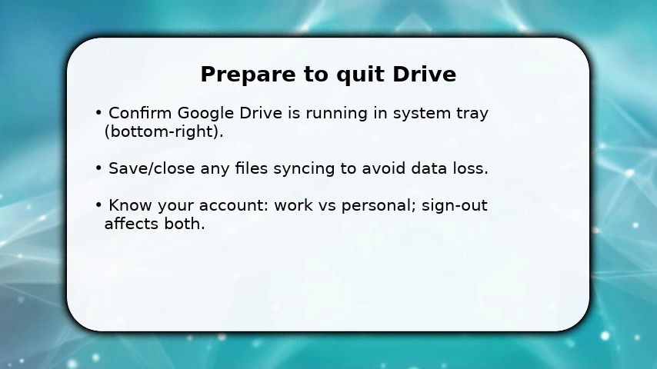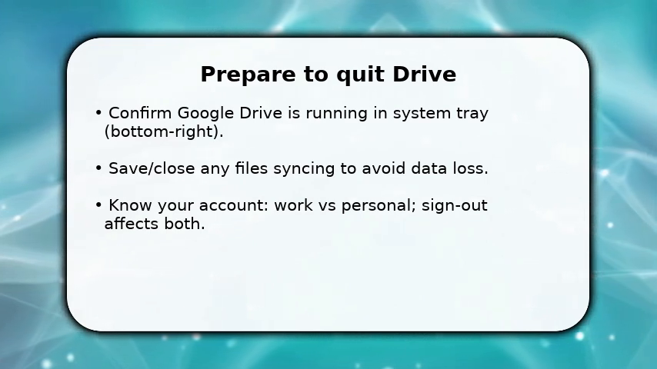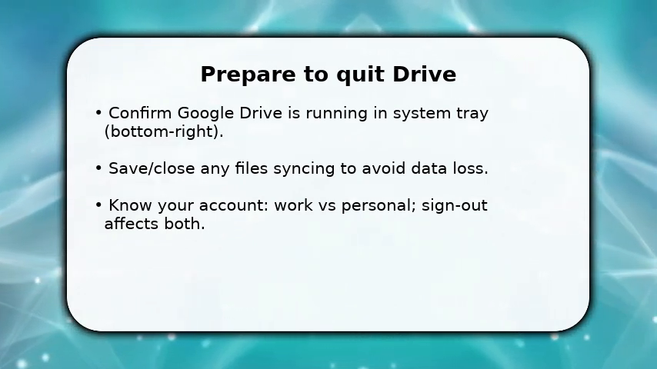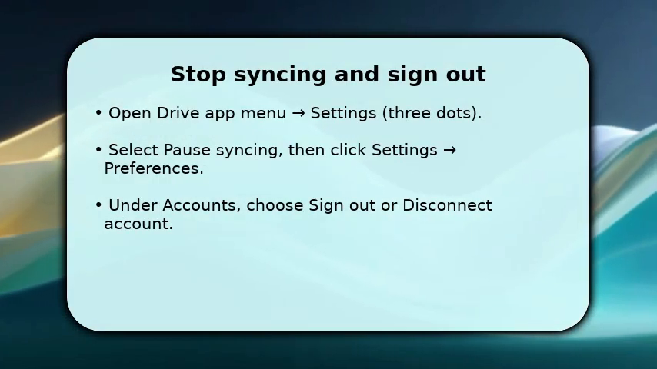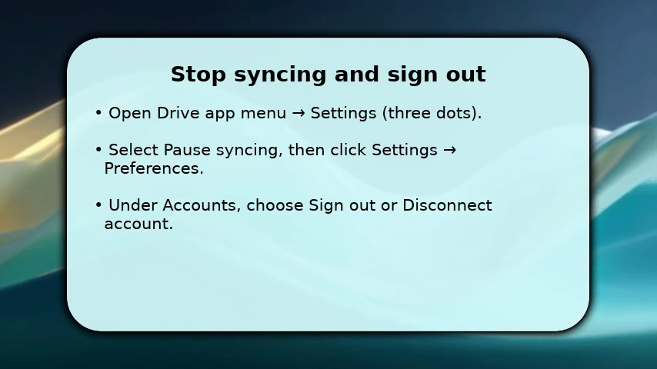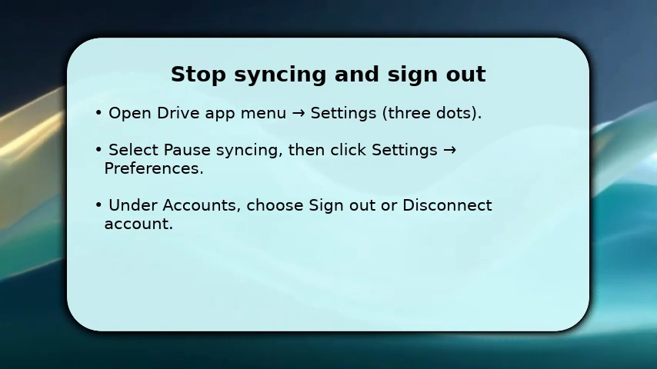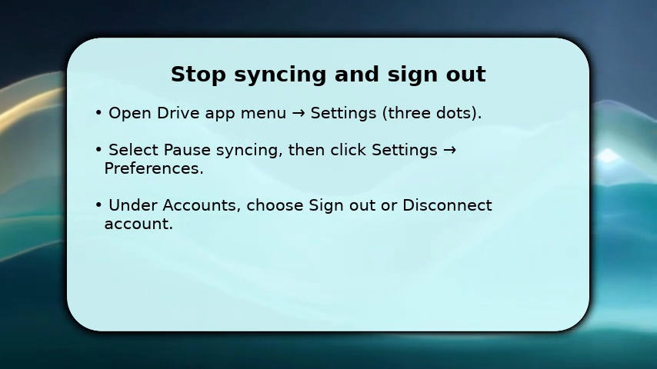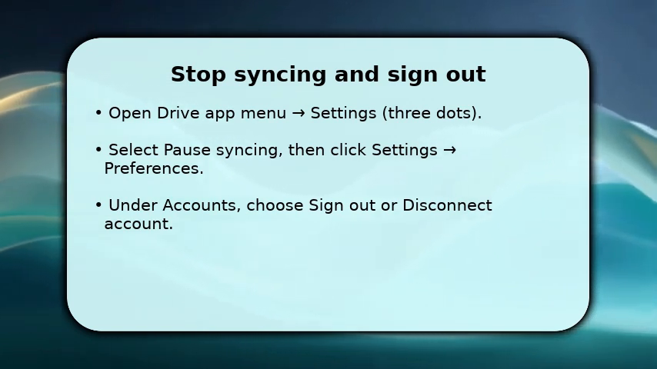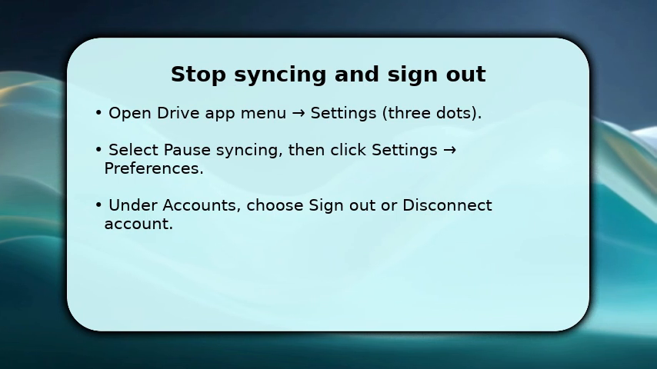Open the app menu from the Drive icon so you can stop syncing and sign out. Now you'll pause syncing and disconnect the account. Click the Drive icon, open the three-dot menu, and choose Pause Syncing to halt transfers immediately. Next, go to Settings and open Preferences to access account controls. This is where Drive stores sync rules and folder selections.